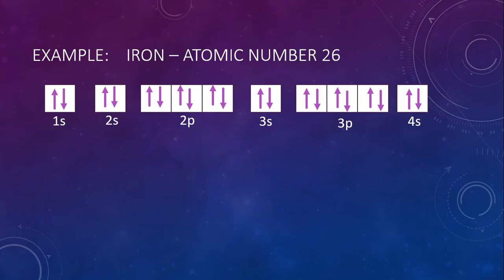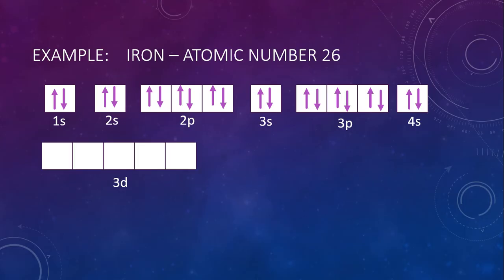And after the 4s comes what? The 3d. So we draw our d, 5 blocks. We have 6 electrons left for 10 possible spaces. 1, 2, 3, 4, 5. That's Hund's rule. 1 in each before doubling up. And then the 6th one goes there.